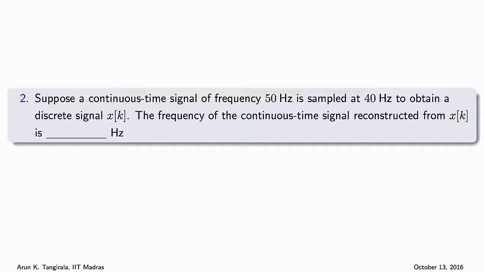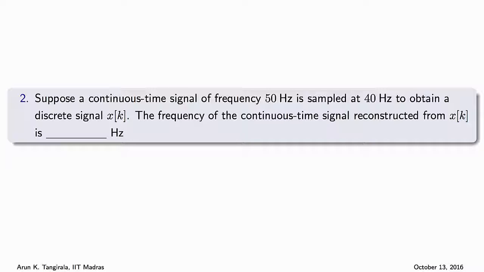Now we are moving from cross correlation to the next concept, which is concerned with sampling. It is a fairly simple question, but it tests your understanding of sampling, aliasing and recovery of the continuous time signal from its sampled version. The question says that we have a continuous time signal of frequency 50 hertz, and it is being sampled at 40 hertz, and the resulting signal is denoted by xk. The question asks what is the frequency of the continuous time signal that would have been ideally reconstructed from this sampled signal.